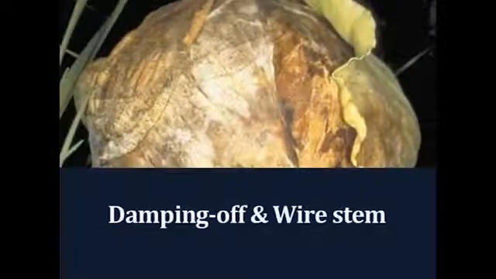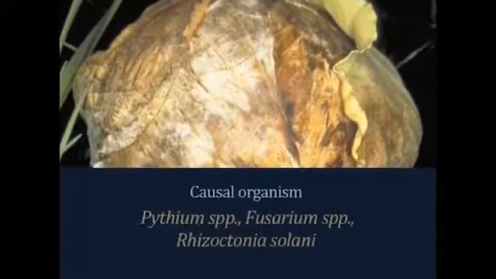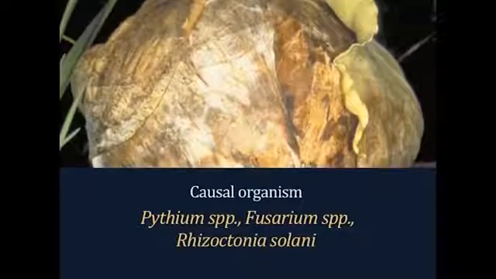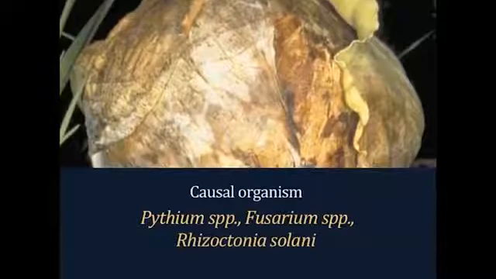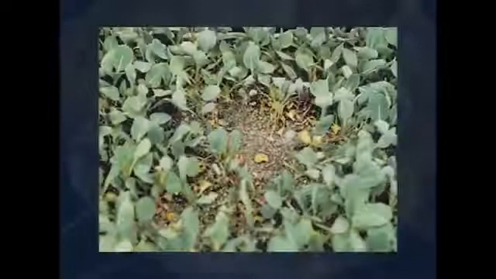First important disease is the damping off and wire stem. It is caused by Pythium species, Fusarium species, Rhizoctonia solani. Now let us see the symptoms of the disease.